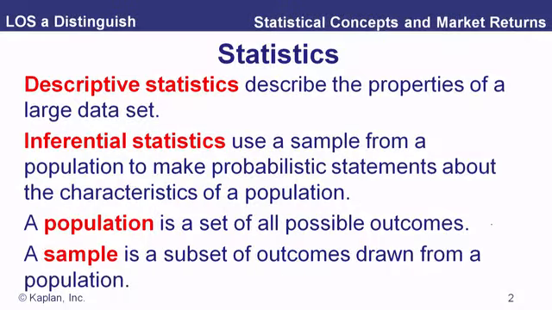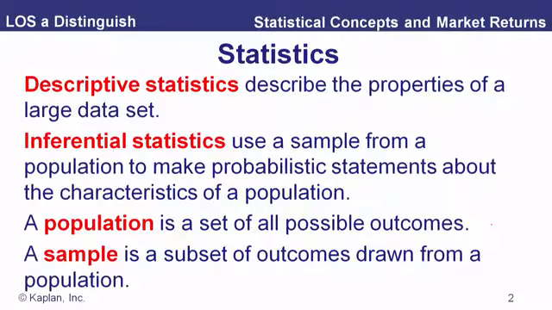A population just is a set of all the possible outcomes. And that sometimes depends on how you phrase the problem. But in general, population is we have all the possible outcomes. So if we take the mean, we've got the true mean. And a sample is a subset of all the possible outcomes of a population.